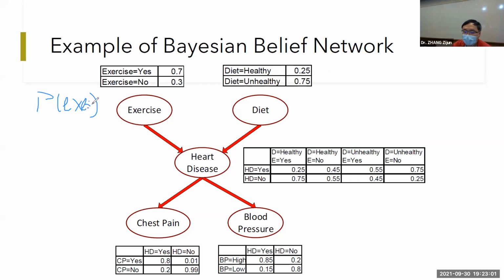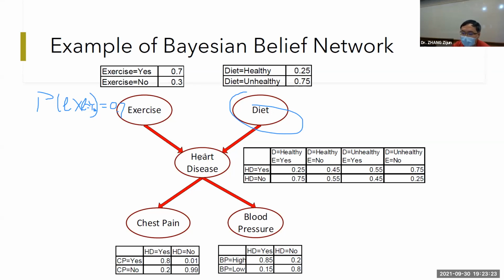So this P exercise has 2 categories: yes equal to 0.7, and no equal to 0.3. Same story applies to diet. The diet is also a parent, and it does not have any parent, so it also serves as a prior. Okay.